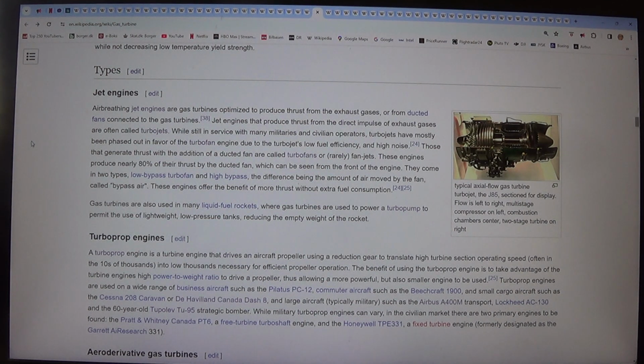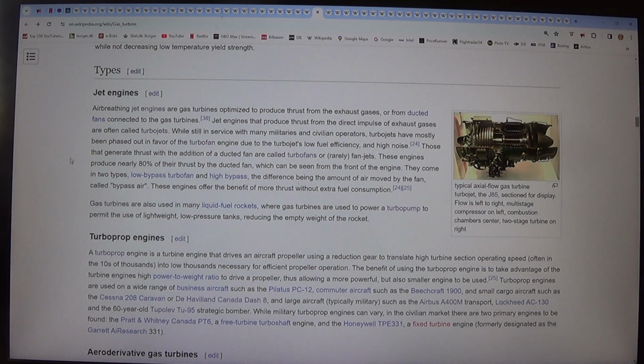These engines produce nearly 80% of their thrust by the ducted fan, which can be seen from the front of the engine. They come in two types, low bypass turbofan and high bypass, the difference being the amount of air moved by the fan, called bypass air. These engines offer the benefit of more thrust without extra fuel consumption.